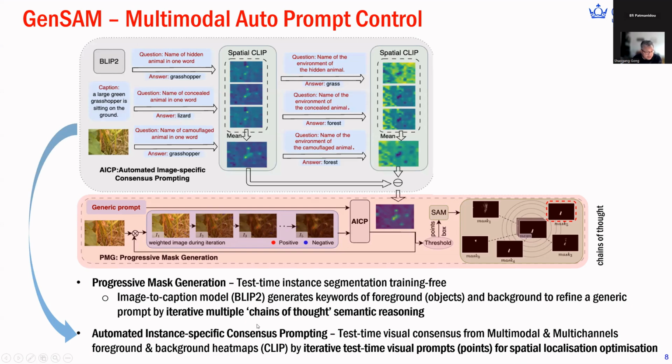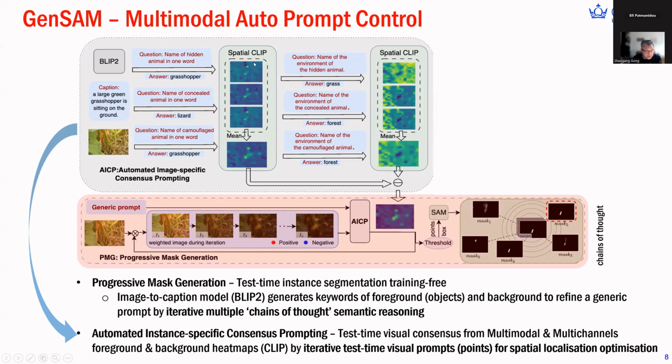The second part of the model, we call automated instance-specific consensus prompting. You take the image input, and we're trying to perform a segmentation. It's visually very difficult to tell where the foreground and the background are. The prompt is given as a caption, say, a large grasshopper is sitting on the ground. That's a starting point. Using CLIP, it generates multiple hypotheses. Those are all different hypotheses and answers, and then CLIP generates a heat map for each of the hypotheses and answers.